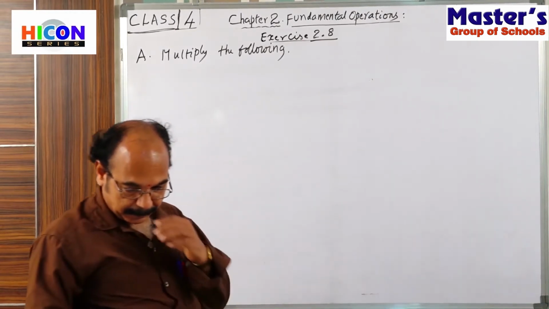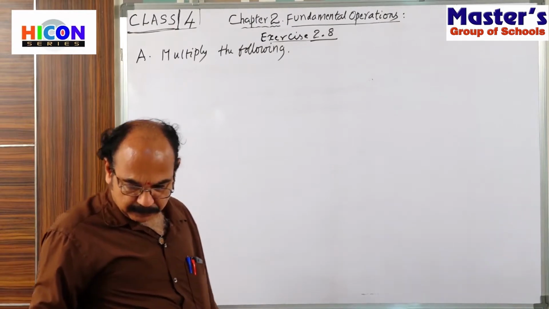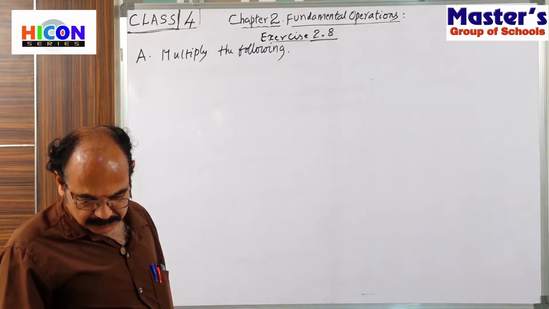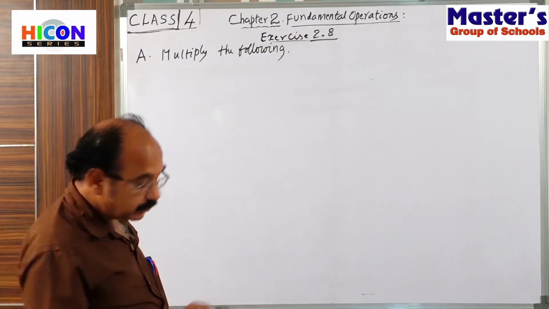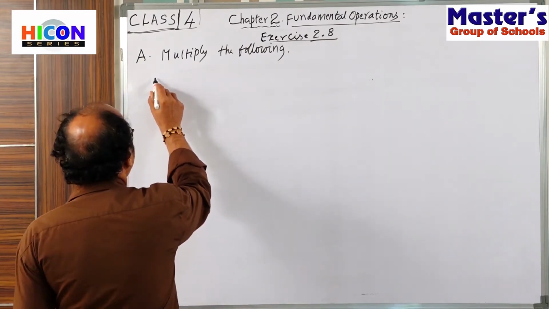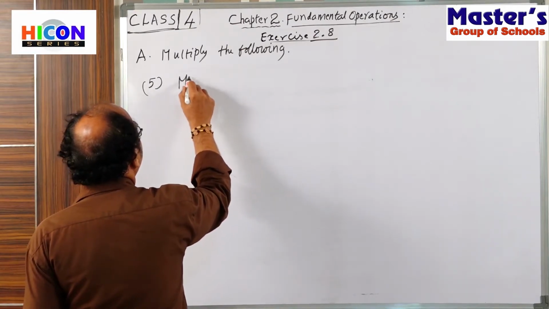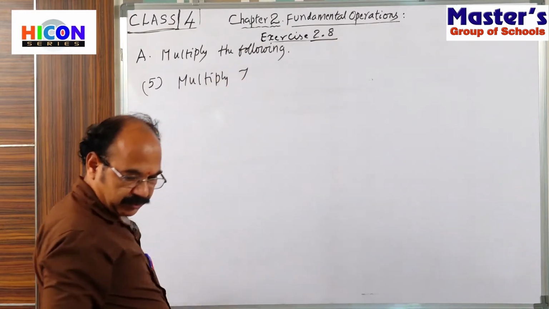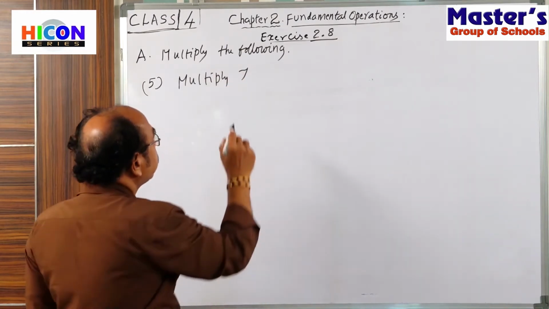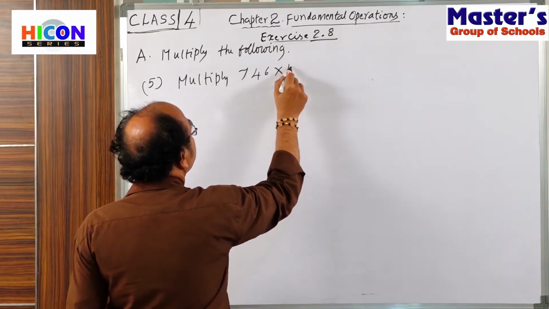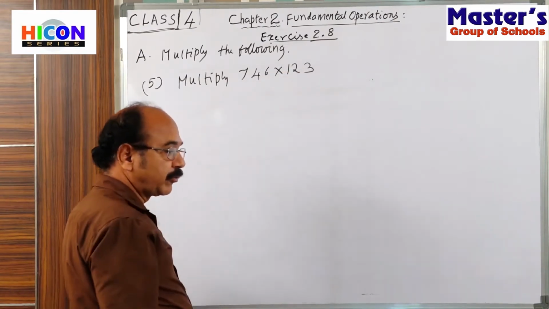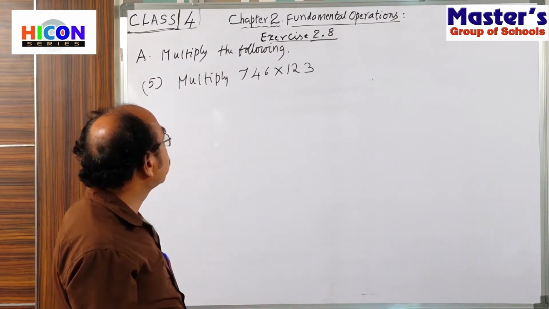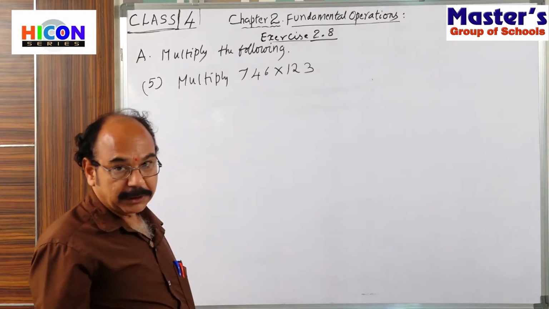Multiply 746 with 123. Multiply 746 into 123. Using the given procedure. According to a particular procedure, now you show the multiplication. Okay.